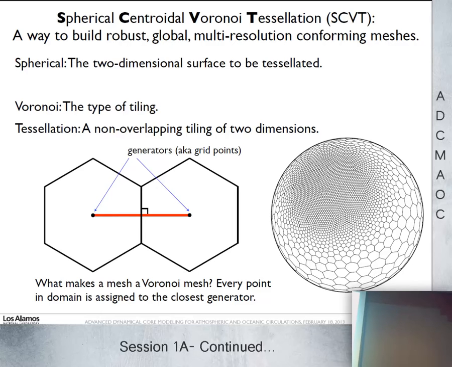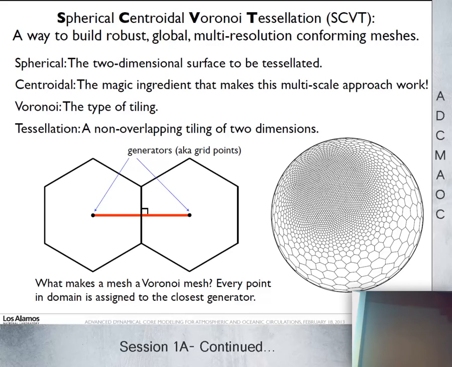So, for example here, this boundary basically delineates the space that's closer to this generator than to any other generator, and this region does the same for this generator. Okay, so that's the Voronoi bit, and then the centroidal is the magic. It's the magic that allows us to build a mesh like this.